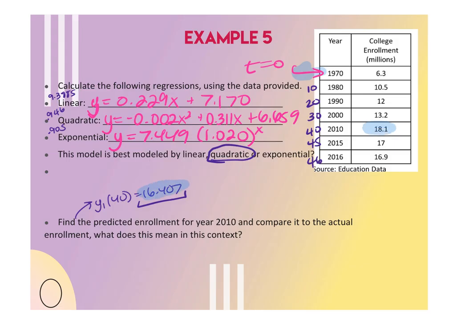So did the model under or overestimate this time? It underestimated this time, okay? And how much by? Good, 16.4 minus 18.1. 1.693, good.